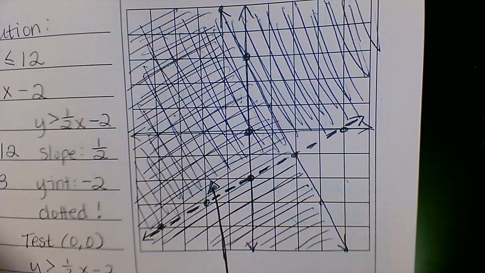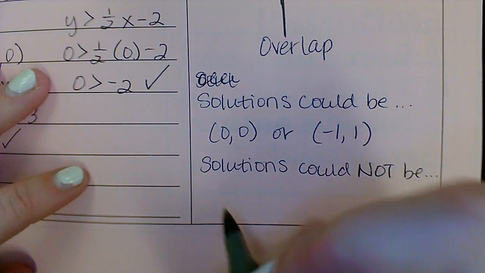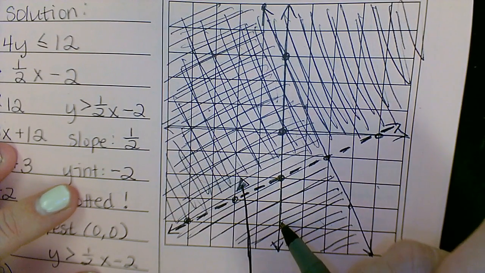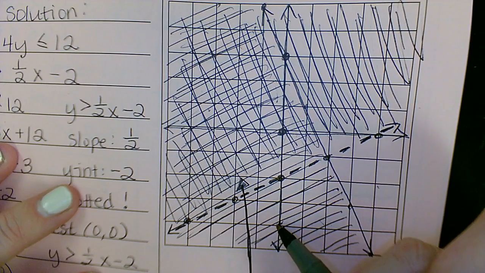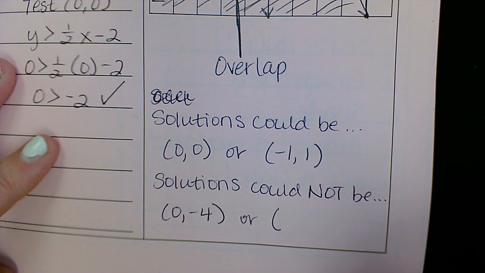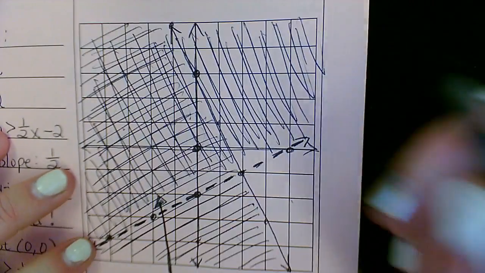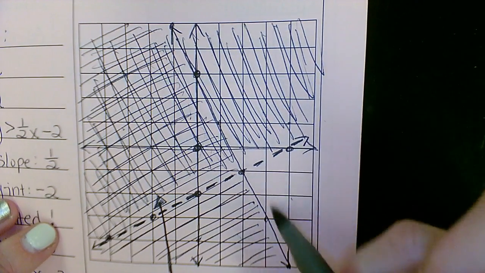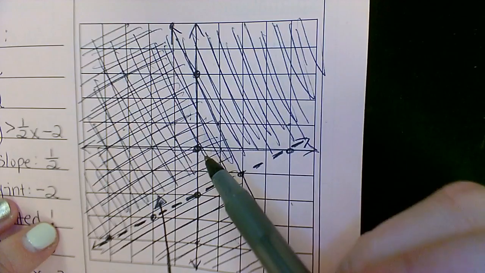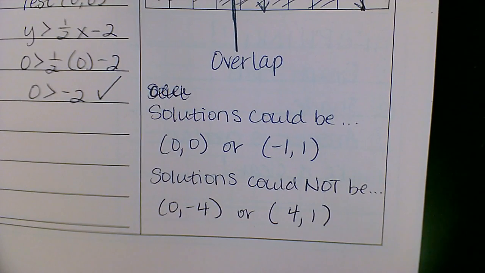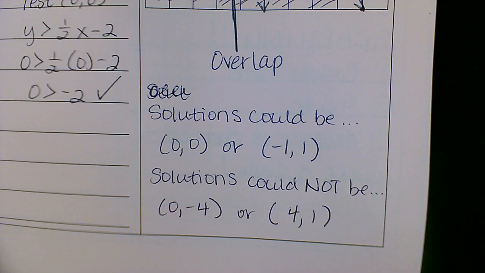Oh, Jessie, go ahead. Yes, I agree. 0, -4. 0, -4 is right here. That's not in the overlap region, so that would not be a solution. What else would not be a solution? Who have I not called on? Sunny, go ahead. Sunny, yes, 4, 1. 1, 2, 3, 4. 1 right there, not in the overlap region. Again, I could also pick something out here too, as long as it's not in the overlap. What did you say, Sunny? 4, 1. Yes, perfect. All right, so that is actually it, which is very exciting.